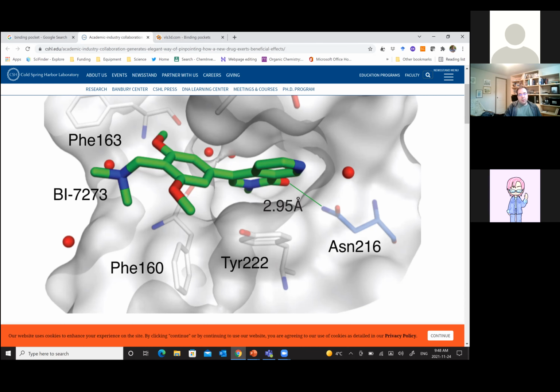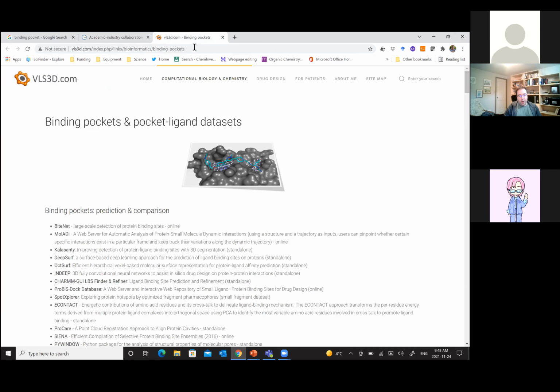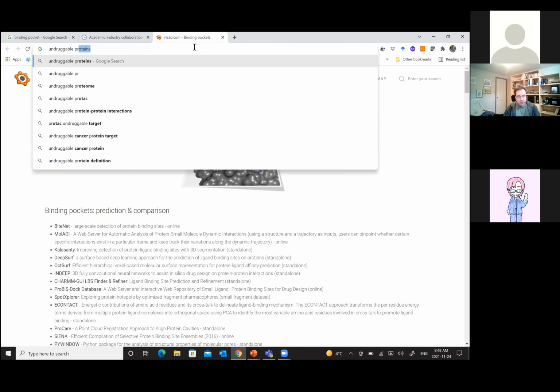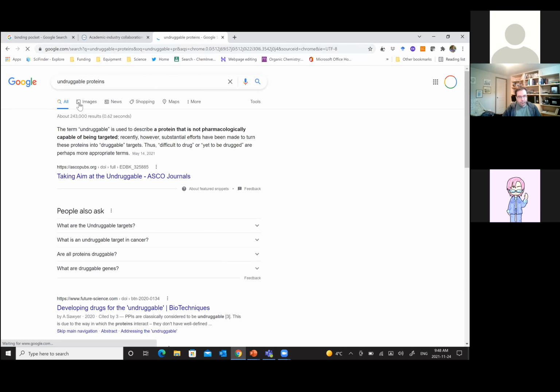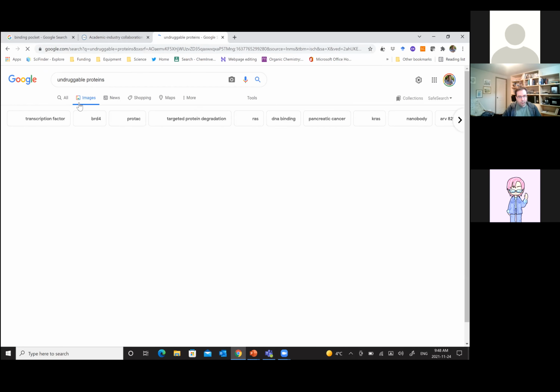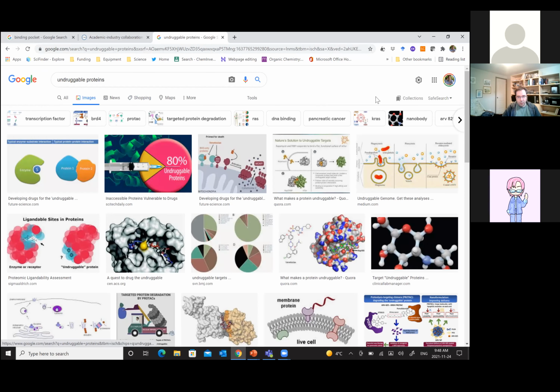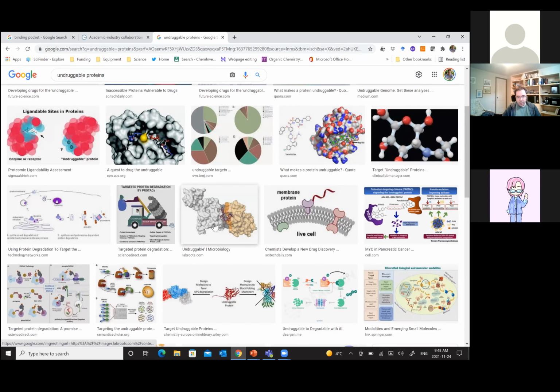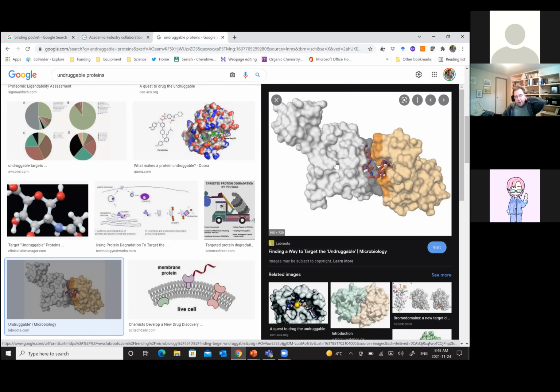The problem is we have a lot of what are called undruggable proteins. I want to see a structure of one. Okay, here's a good alternative. So we can have these undruggable proteins, and the idea here is that there's no real indent, there's no active site, there's no pocket, there's no hole I can stick a drug into.